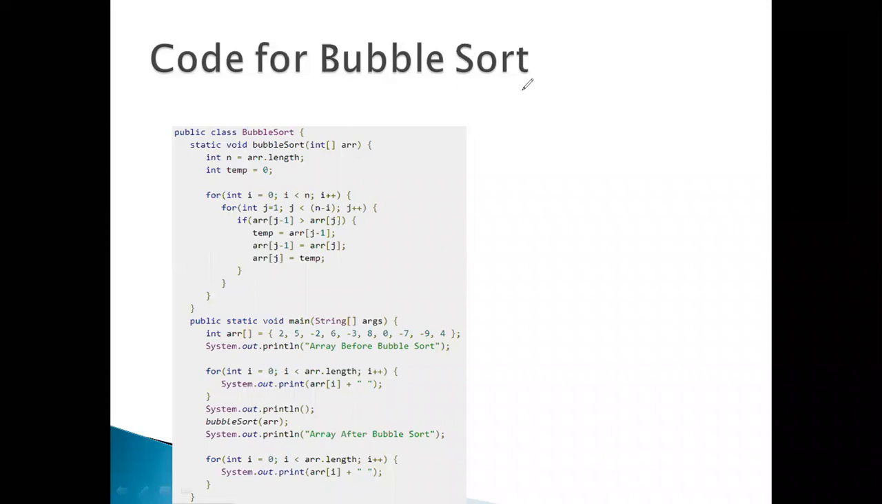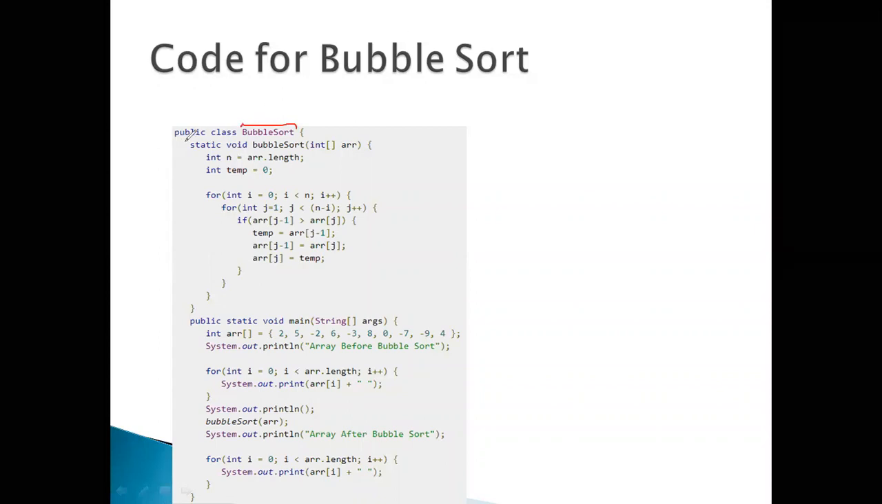So this is the code for bubble sort. We have made a class called bubble sort, which you can see here. Inside this class, we have a method called bubble sort, and we have our main method. So what does this bubble sort method do? In this bubble sort method, we pass our array as a parameter. This n records the length of the array. Initially, the temp is equal to 0.